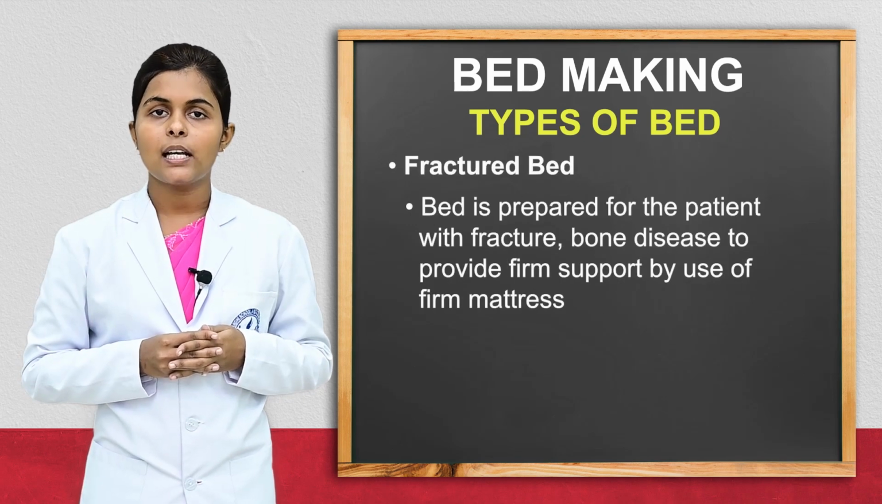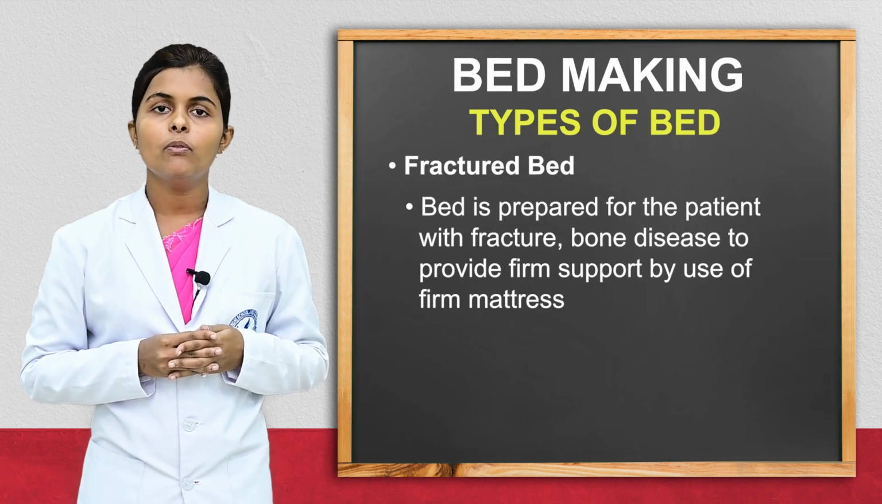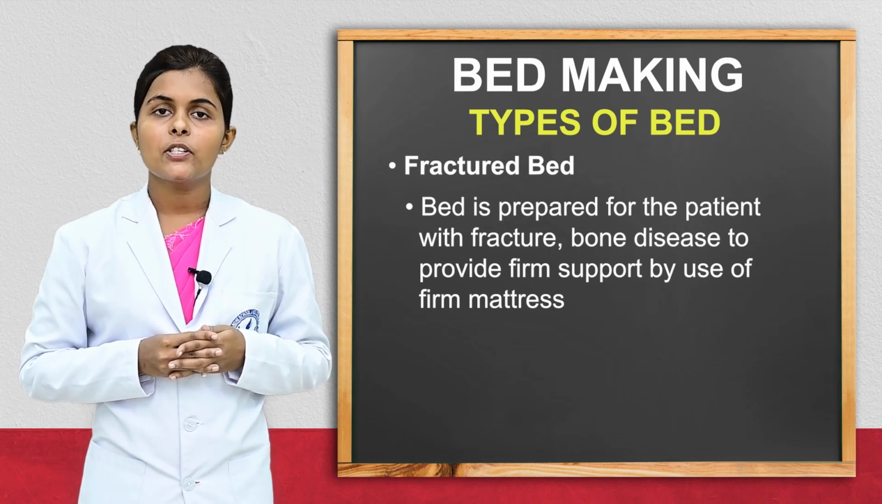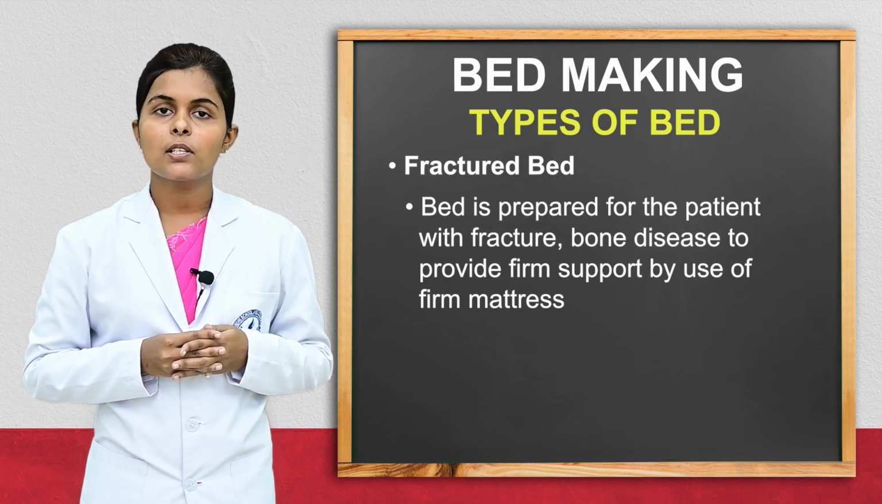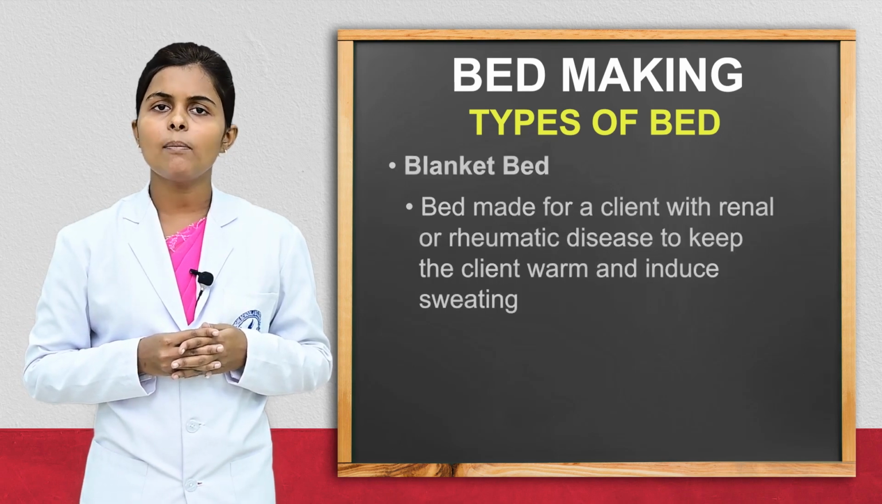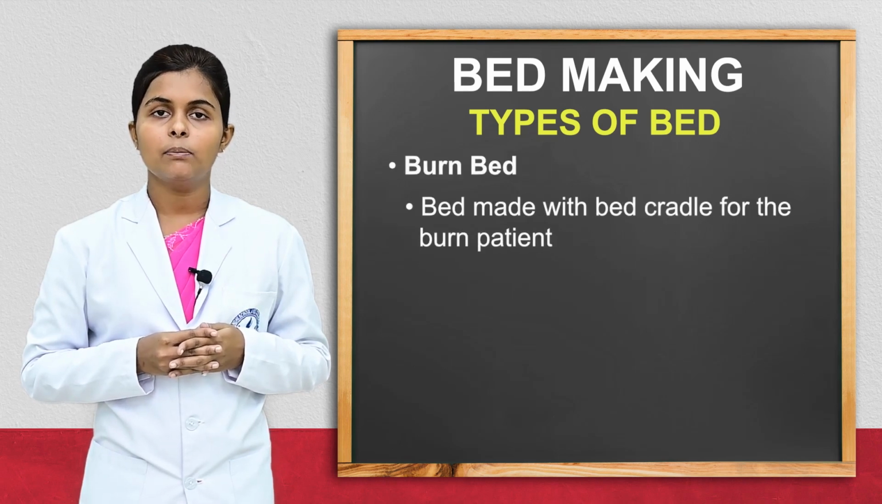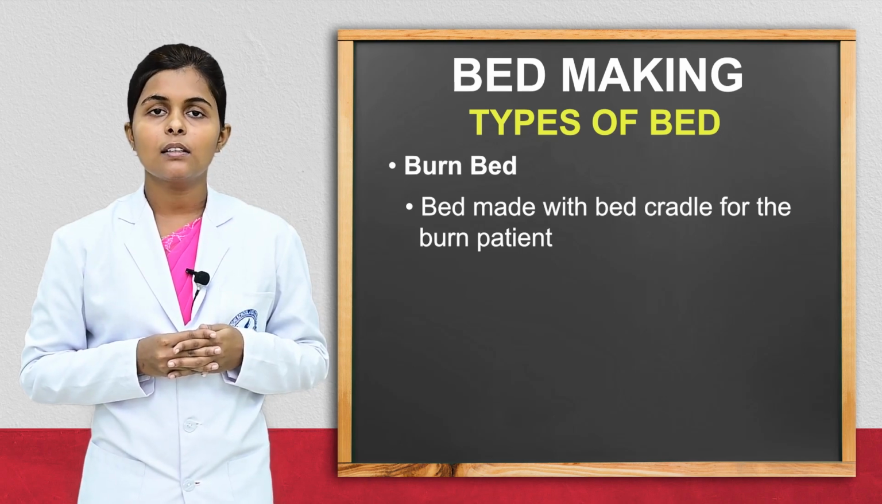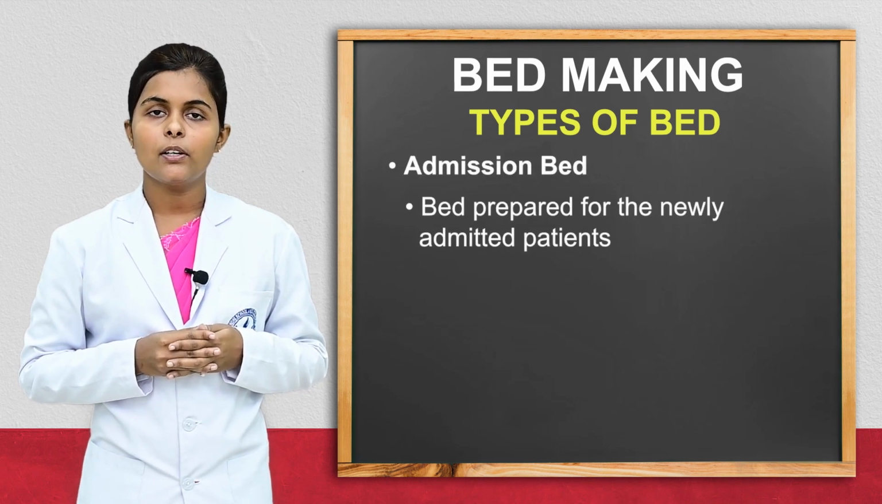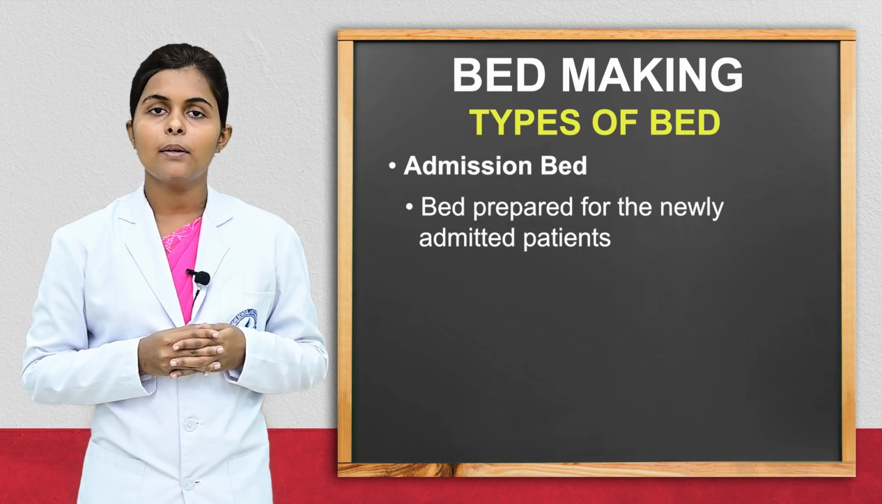Next is the fracture bed. As the name suggests, a fracture bed is made for the fracture patient or any bone deformity patient to make the patient comfortable or to provide a firm surface. Next is the blanket bed. A blanket bed is made for patients with renal and rheumatic disease to make the patient warm and to induce sweating. And the last is the burn bed. Burn beds are made for burn patients, and a bed cradle is used in this bed. And the admission bed is made for a newly admitted patient.